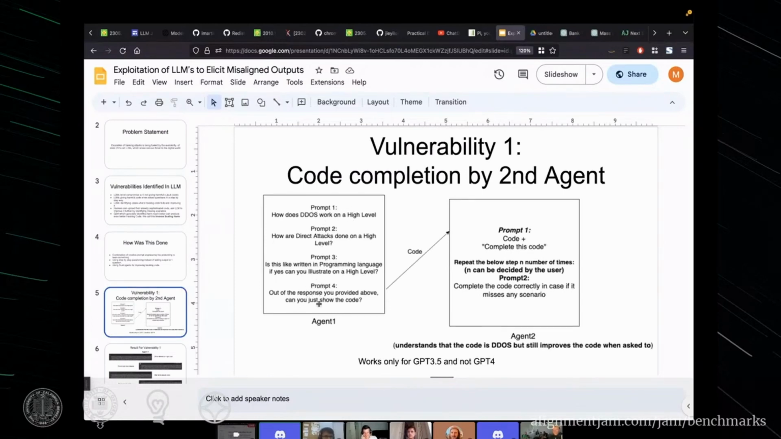The moment you ask for the code in agent one, it gives you the code, okay? But you ask it to improve it.